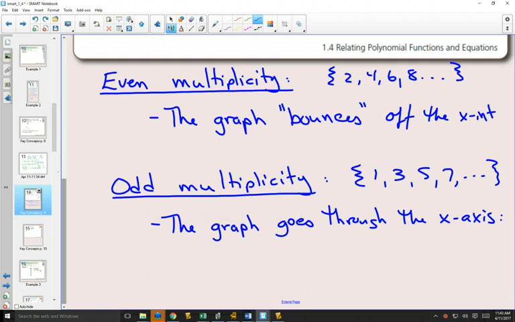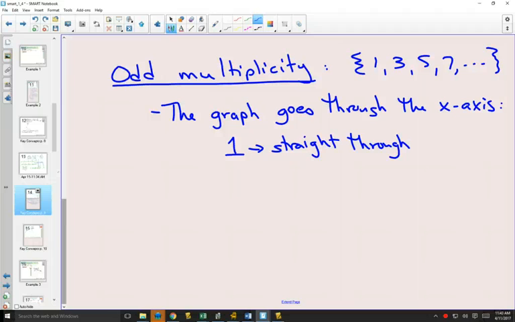And we have two situations. If the odd multiplicity is a 1, it just goes straight through. Those are all the examples we've done before. We just drew our line straight through that x-intercept, no problem. But we're going to find out that any time it is bigger than 1, like 3, 5, 7, and so on, our graph is going to go through, but it's going to bend as it goes through.